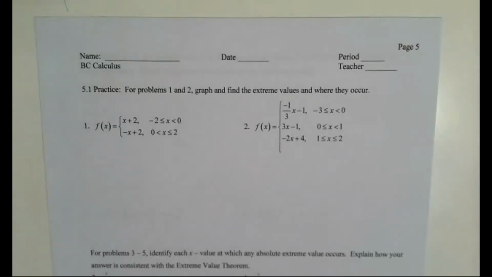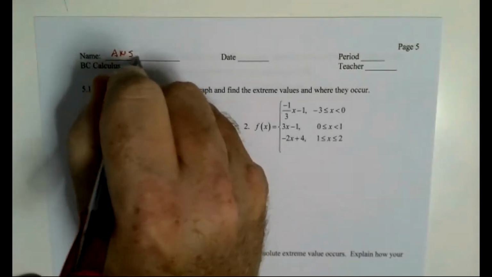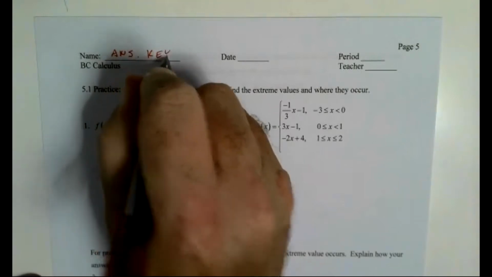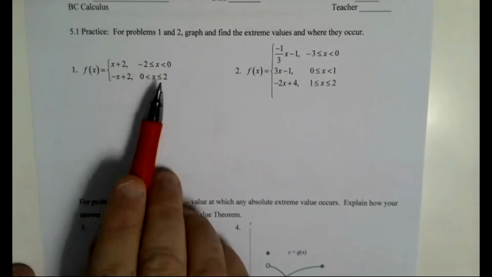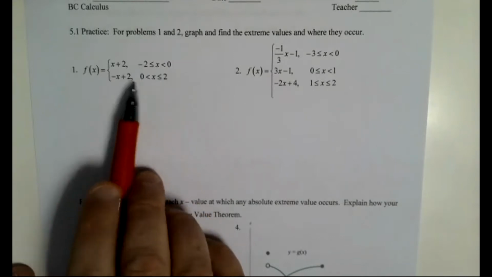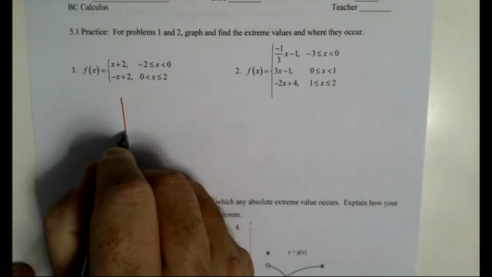5.1, extreme values of functions, worked out homework problems. For the first, say graph and find the extreme values. So there's not a lot of calculus going on here. And of course, you've got to read the question carefully. There's nothing going on here at the zero. So we have actually a non-continuous function. We graph this.